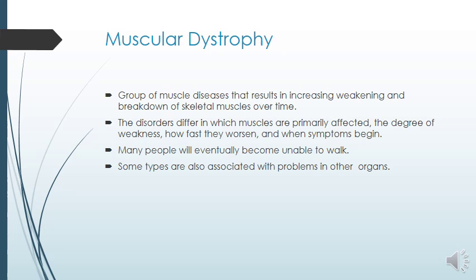Muscular dystrophy. We talked a little bit about this last semester, but muscular dystrophy is a group of muscle diseases that results in increasing weakening and breakdown of skeletal muscles over time. This group of disorders differs by the muscles that they primarily affect, the degree of weakness and how fast they worsen, and when the symptoms begin. Many people will eventually become unable to work. Some types are also associated with problems in other organs.